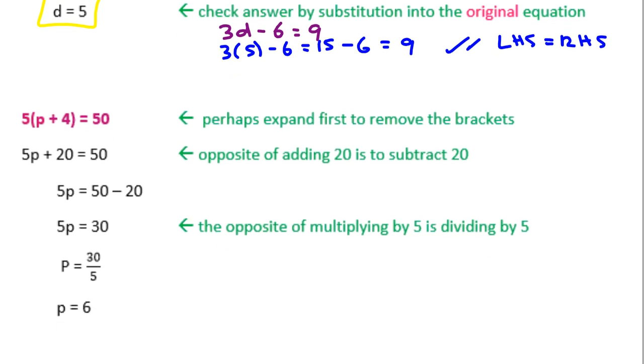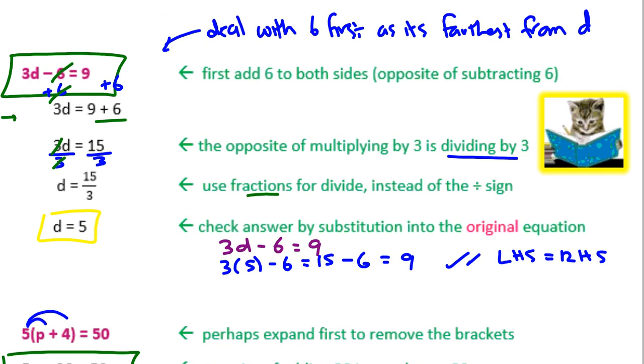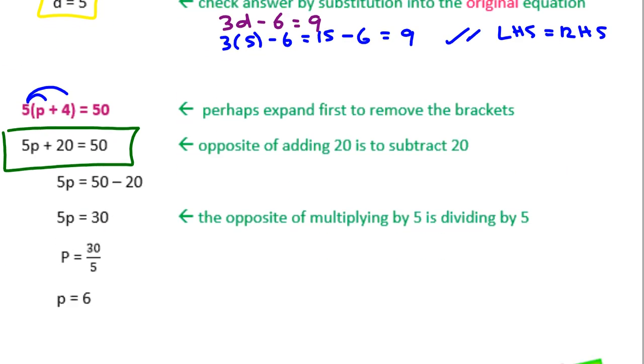So 5(p plus 4) equals 50. So perhaps expand first to remove the brackets. You don't have to. You could have divided both sides by 5 first. But if you expand it, 5 times p is 5p, 5 times 4 is 20. It has the advantage that you get to practice your expanding, so you don't forget how to expand. And plus, when it's written in this form, it looks very similar to the above. Question C looks really similar, so you can solve it in the same way.